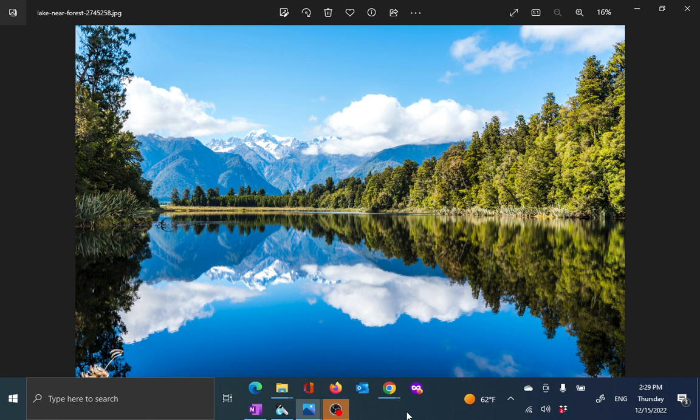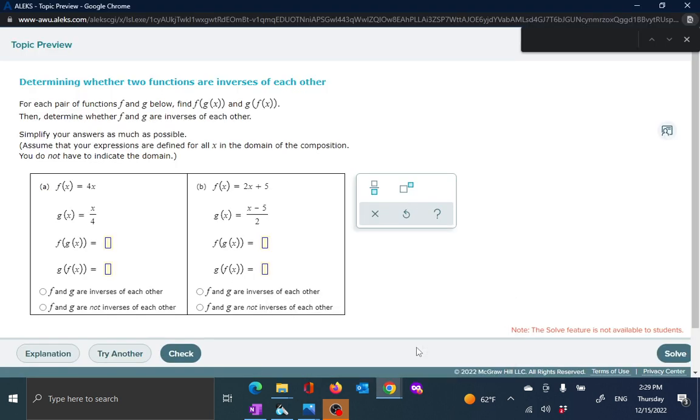Let's go ahead and take a look at the question Alex has for us for this question topic. So the question is the following: determine whether the two given functions are inverses of each other. So two functions are given, such as 4x and x over 4. Are they inverses of each other? Here's another function, 2x plus 5 and x minus 5 over 2. Are these two inverses of each other?